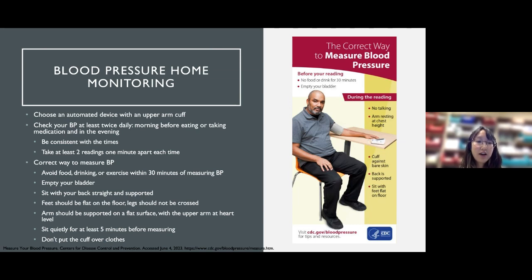And you want to make sure to not put the blood pressure cuff over your clothes. And then the image on the right, we just see a man who is measuring his blood pressure the correct way. So he is practicing the proper technique.